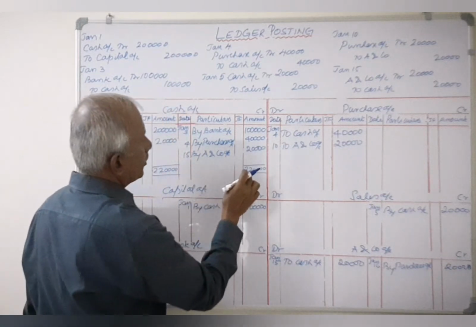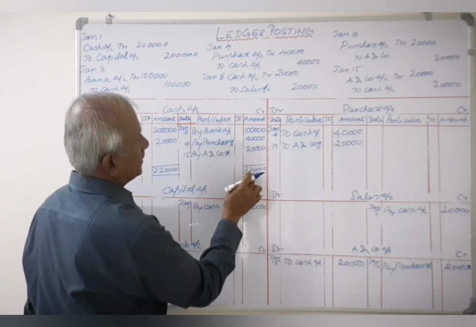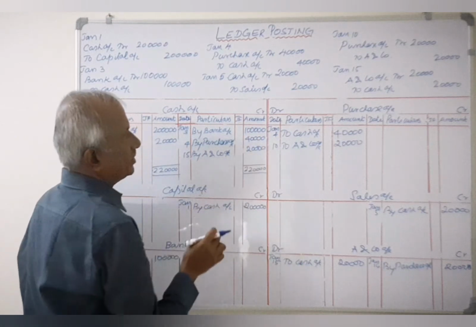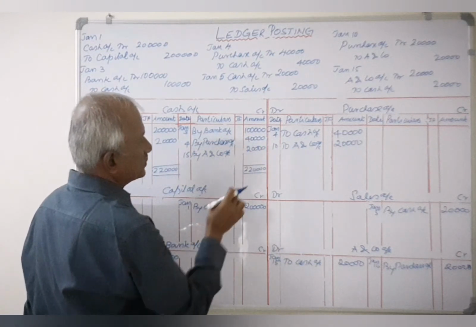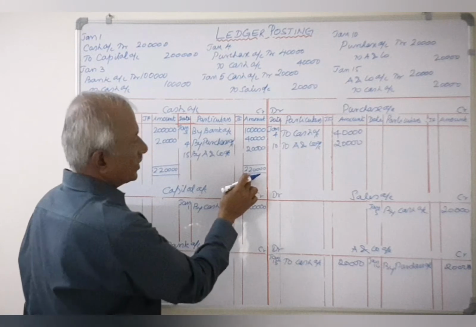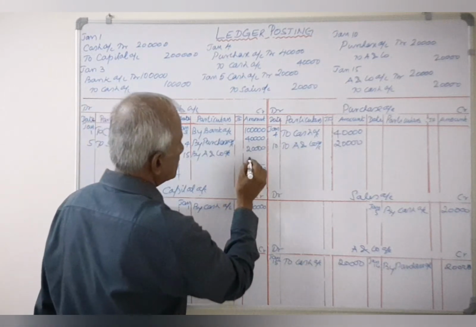Then write the difference between the total of the heavier side and the total of the lighter side. The total of the lighter side is 1,60,000 and the total of the heavier side is 2,20,000. So the difference is 60,000.